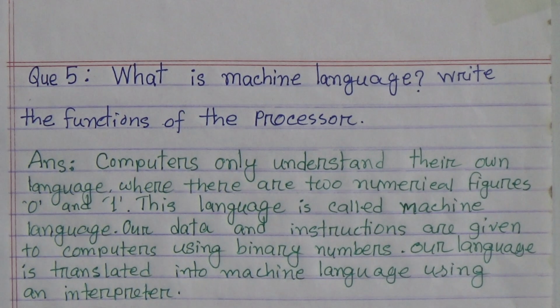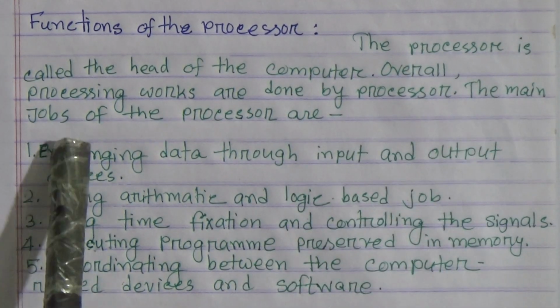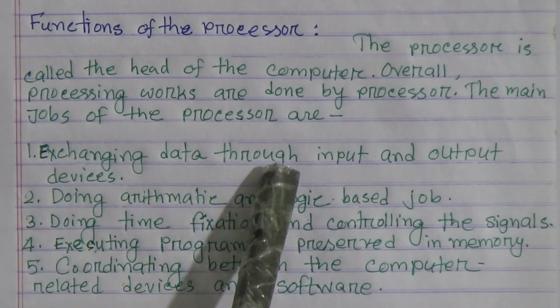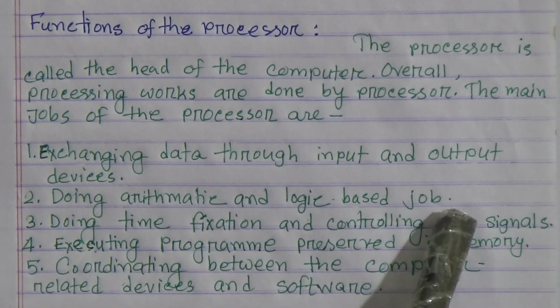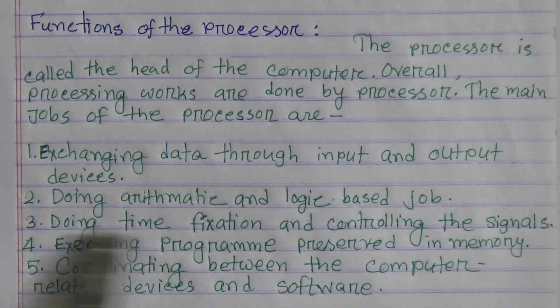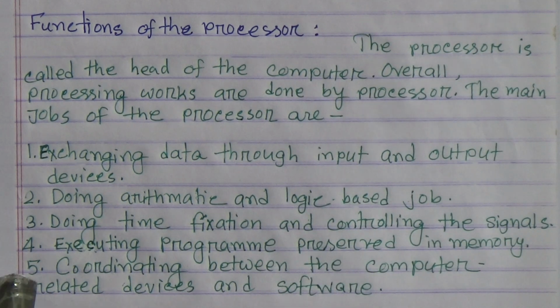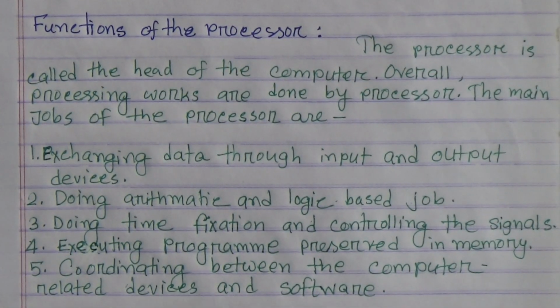Function of the processor: the processor is called the head of the computer. Overall processing works are done by the processor. The main jobs of the processor are: number 1, exchanging data through input and output devices. Number 2, doing arithmetic and logic based jobs. Number 3, doing time fixation and controlling the signals. Number 4, executing programs preserved in memory. Number 5, coordinating between the computer related devices and software.